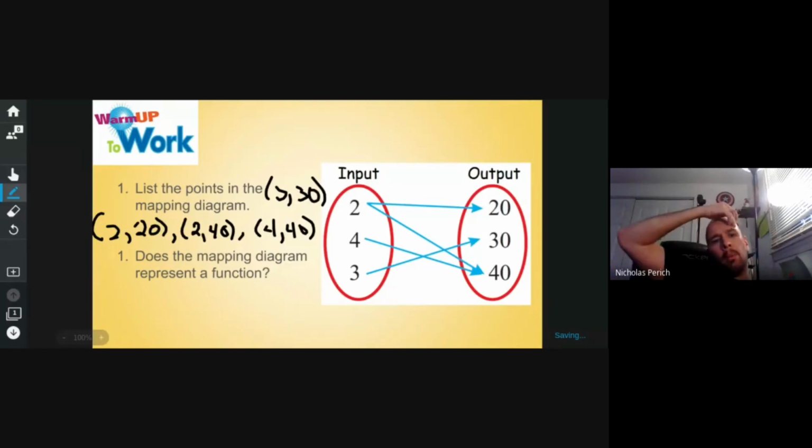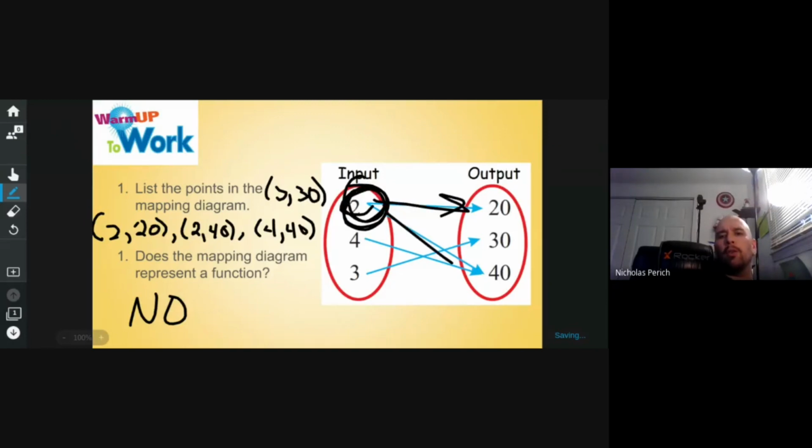Does this mapping diagram represent a function? No. And the reason why it's a no is because that input right there is splitting off and going to 2 different things, which means it's not a function. If x is used twice, then it is not a function.